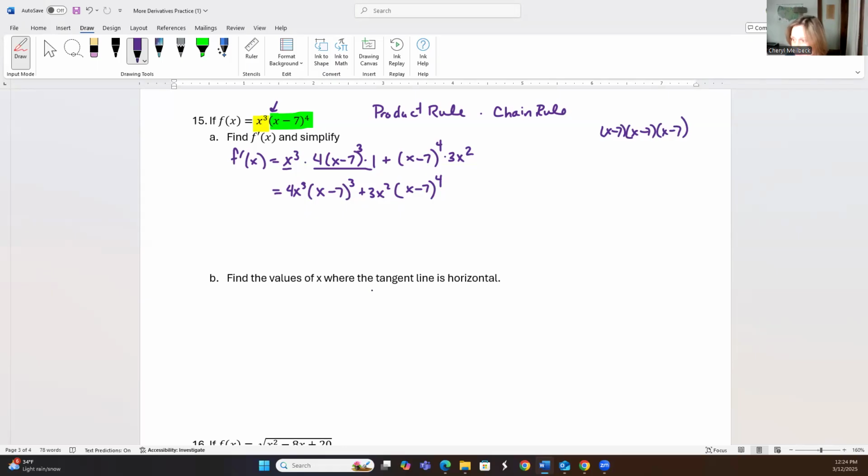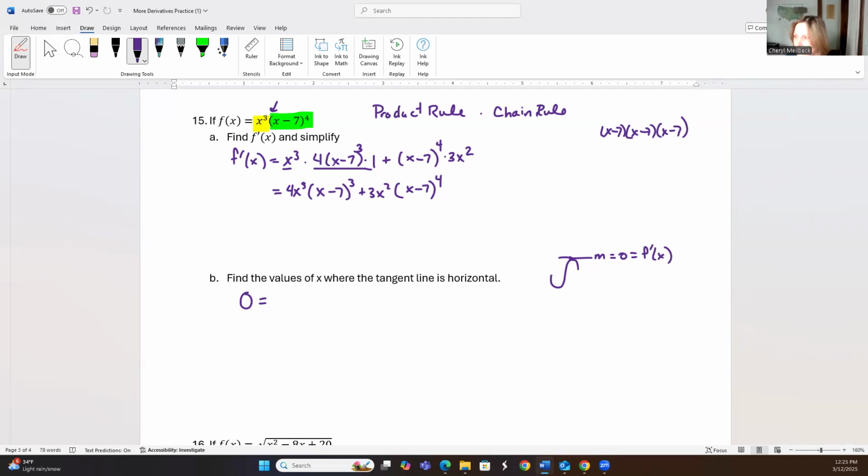Now, for part B, however, where we have to find where the tangent is horizontal, a tangent line is going to be horizontal, we know, when the slope is 0. And since derivatives represent slopes, what we need to do is set our derivative equal to 0. Setting this equal to 0, we're not going to be able to solve it unless we factor it.